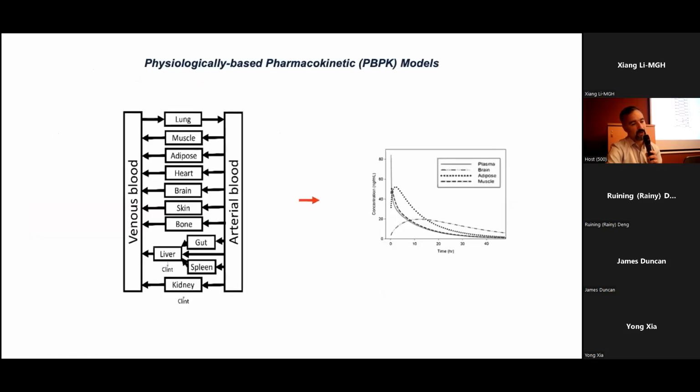So here's an example of a model, a very simple model. It's not that simple, but looks simpler than the typical model. These are physiologically based pharmacokinetic models, where different organs are linked to each other through ODEs, ordinary differential equations.